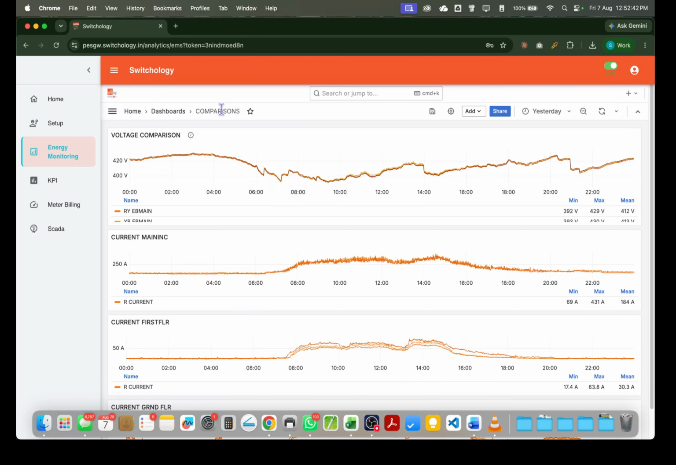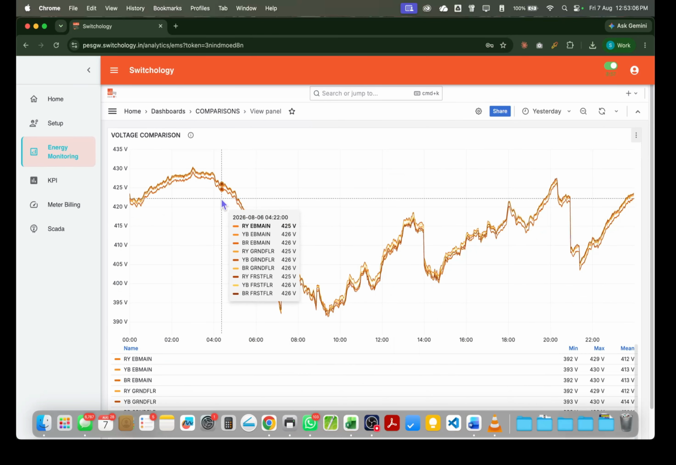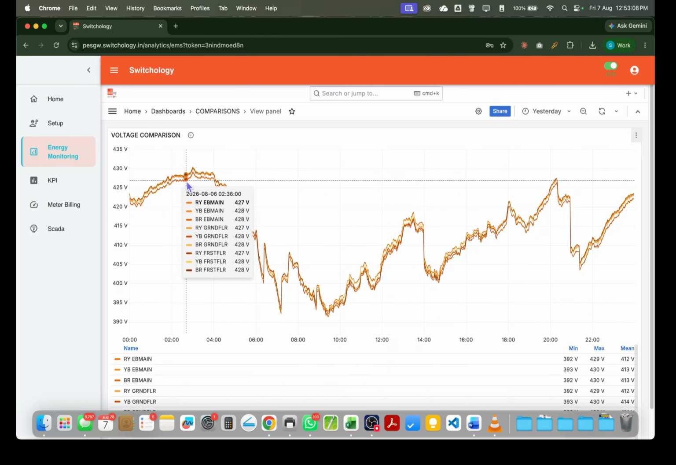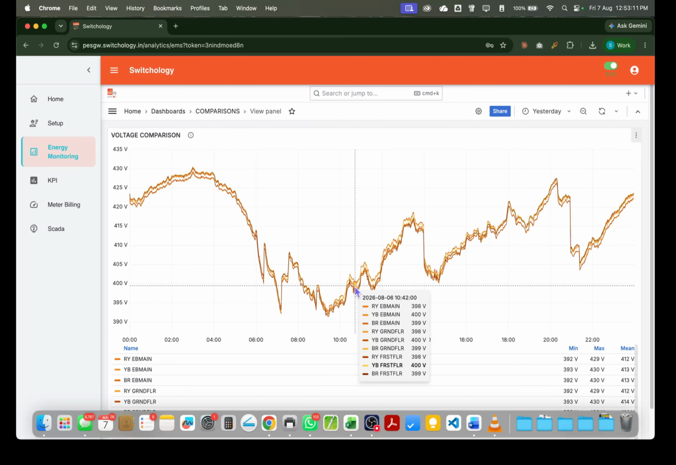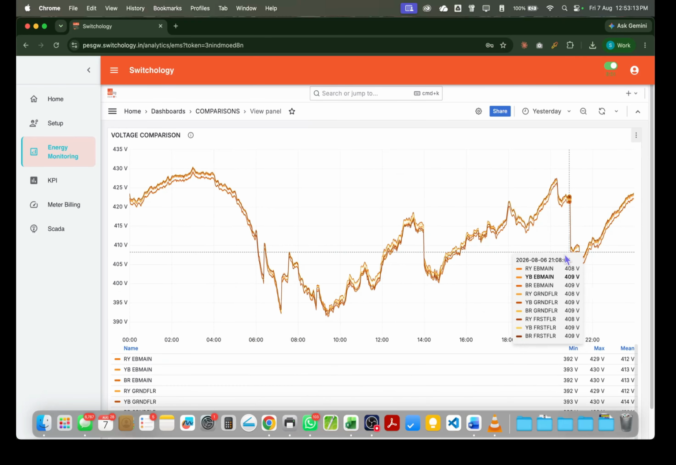This is a comparison that we have done for the 3 meters. Now here we have the voltage comparison. Here I have plotted all the phase-wise voltage: R to Y phase to phase voltage, Y to B, B to R across all the meters. If you notice, there is no discrepancy in the voltages, they're pretty much following the same pattern. I can make this chart much bigger, and you can see that the phase to phase voltage is almost the same. So there is no major issue in the voltage that is being read.